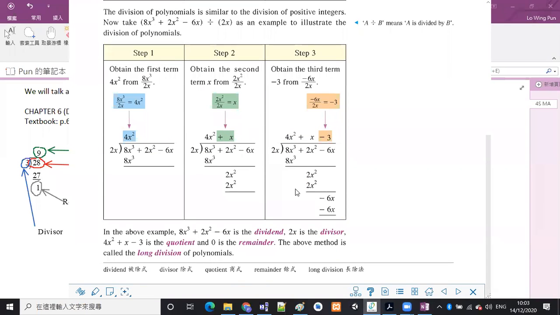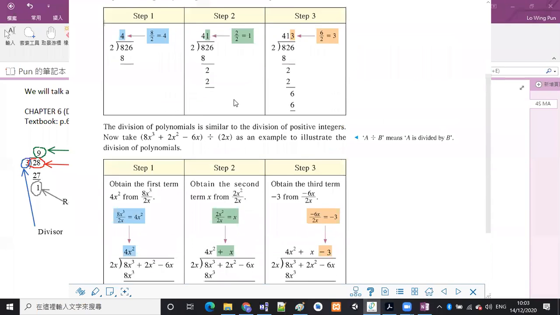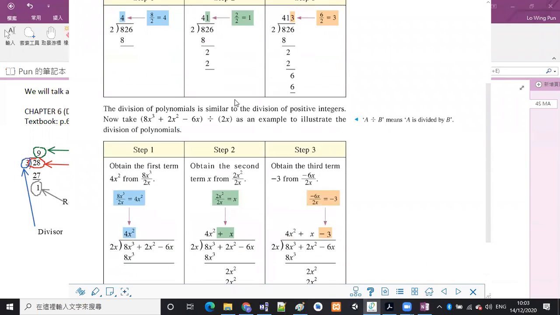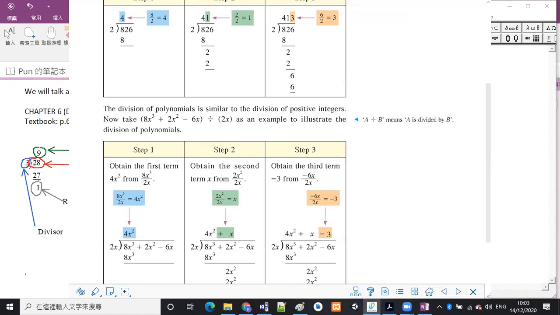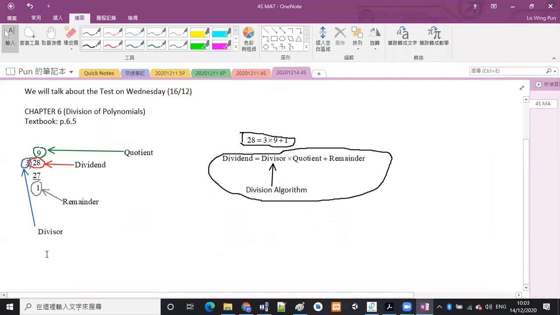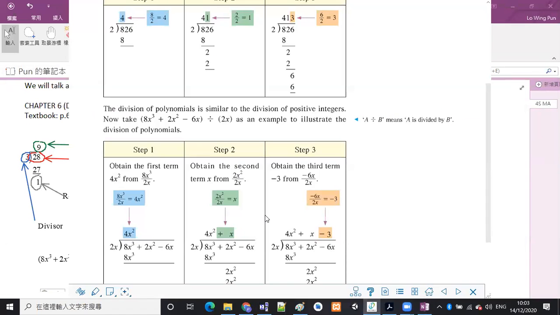the division. So I am going to use this as an example. This is still on page 6.5. It is 8x cubed plus 2x squared minus 6x, divided by 2x. And the question wants us to find the quotient and the remainder from this division.